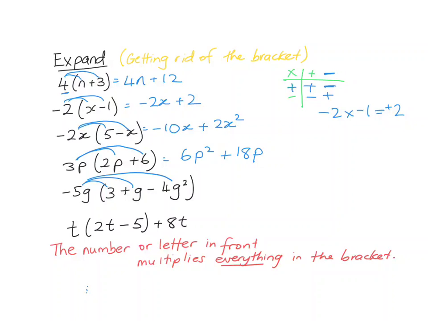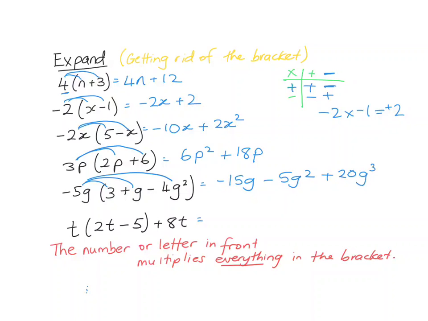So it's more practice of that multiplication. Negative 5 times 3 is going to be negative 15g. And a negative 5g times a g is a negative 5g squared. And a negative times a negative is a positive. 5 times 4 is 20. G times g squared is g to the power 3.